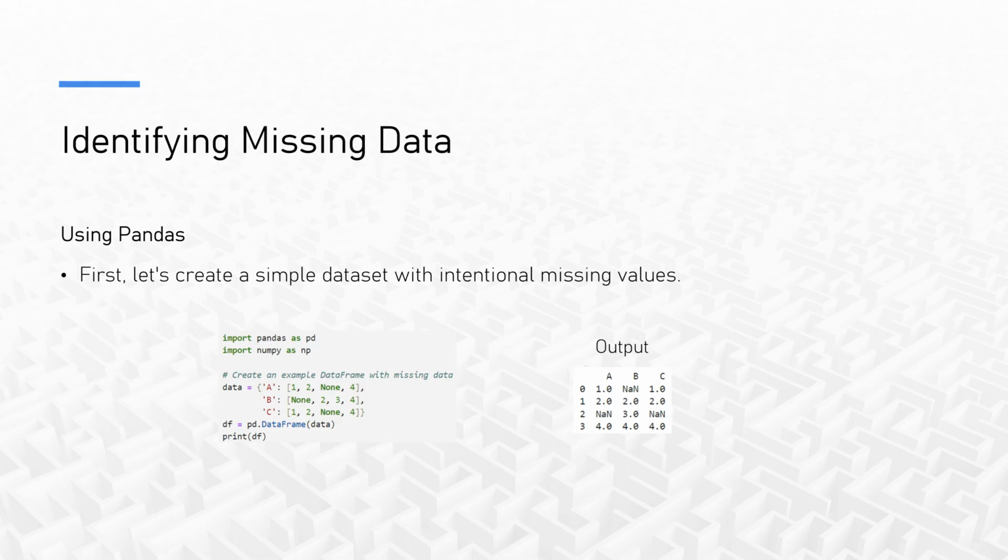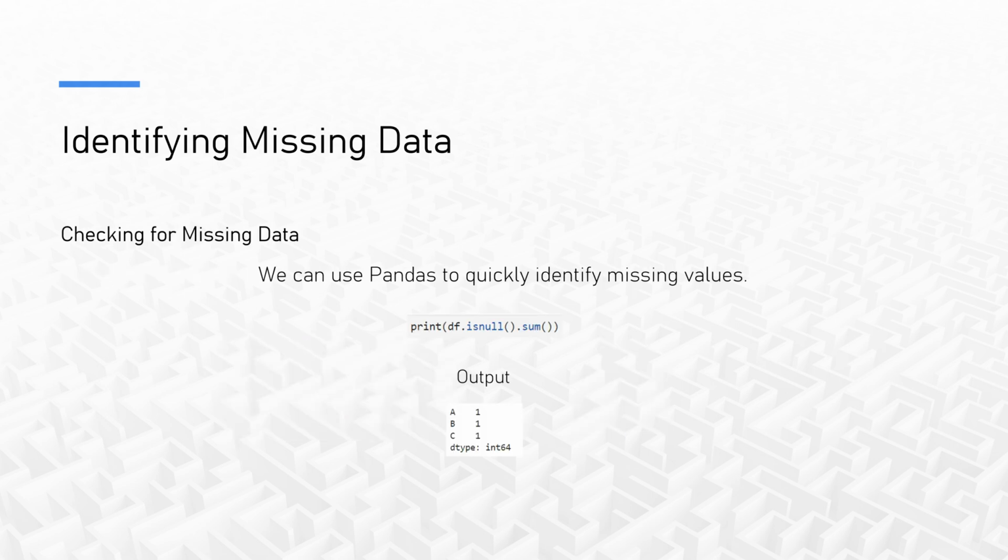Pandas automatically represents missing values as NaN, which stands for not a number. So here, column A is missing a value in the 3rd row, column B is missing 1 in the 1st row, and column C is missing 1 in the 3rd row. This simple example gives us a clear view of how missing data actually appears in a dataset.